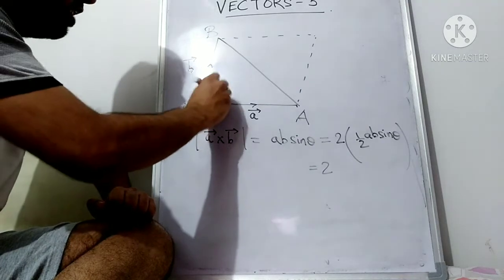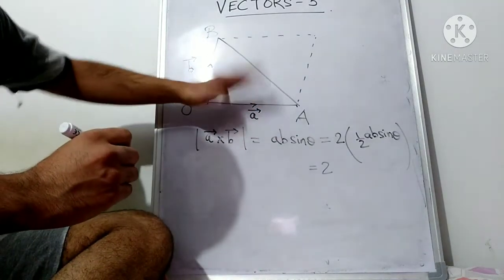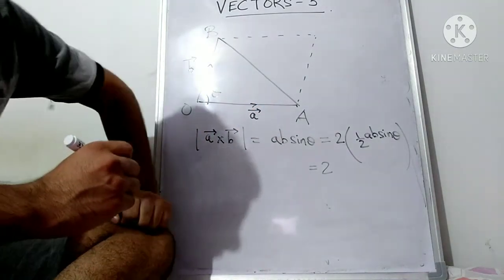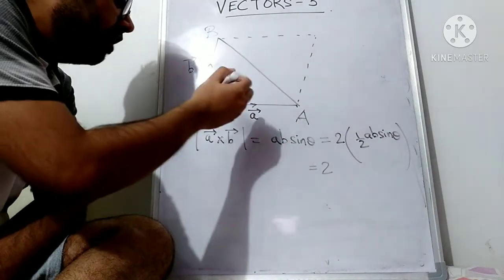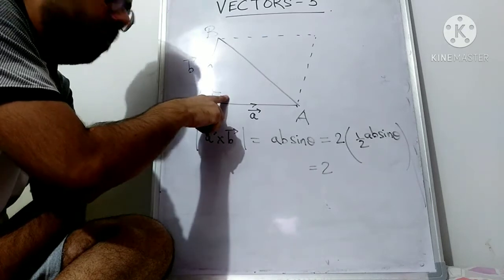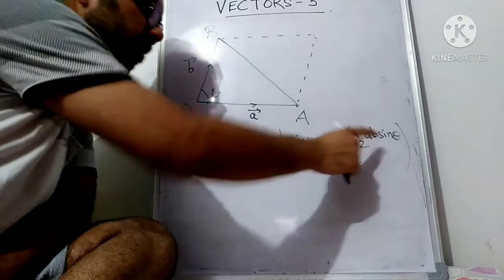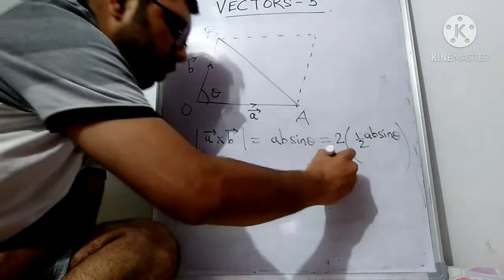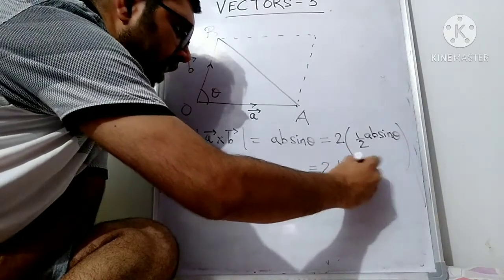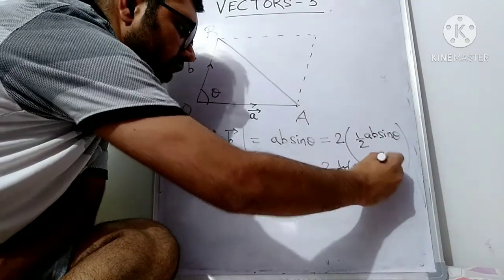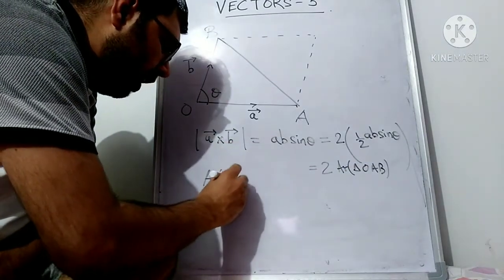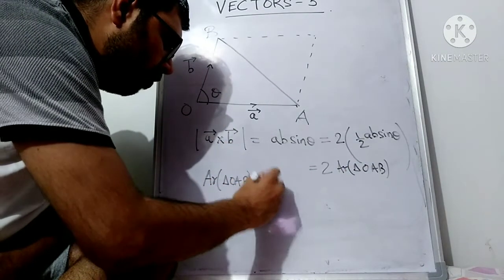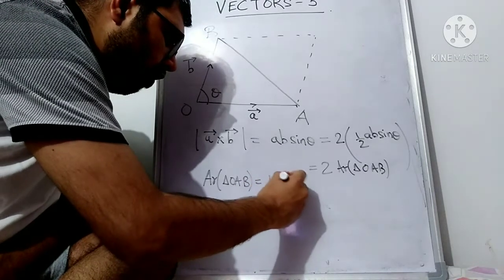If theta is the angle between these two vectors, half ab sin theta we know is the area of a triangle, because in solution of triangles we have studied that if we know the lengths of two sides of a triangle and the angle between them, then the area of the triangle is given by half ab sin theta. So 2 times the area of triangle OAB. From this result we can say that the area of triangle OAB is equal to half the mod of a cross b.